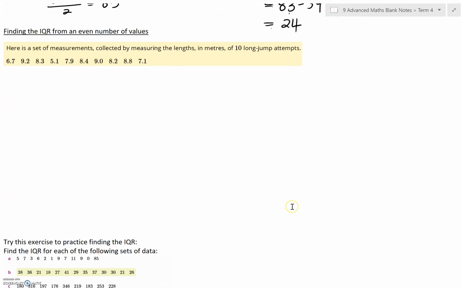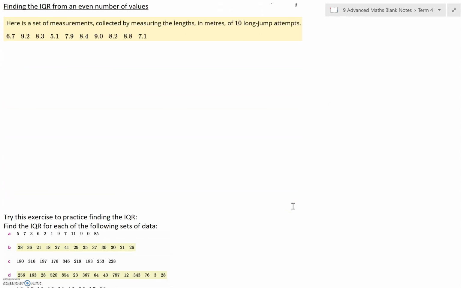All right, let's have a look at an example of doing the same thing, but this time we've got an even number of values. So exactly the same way, we need to put in ascending order again. Same situation, and again, let's just quickly do that. 8.2.